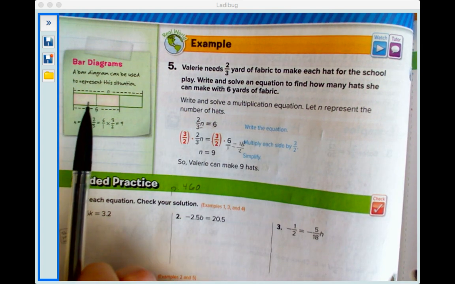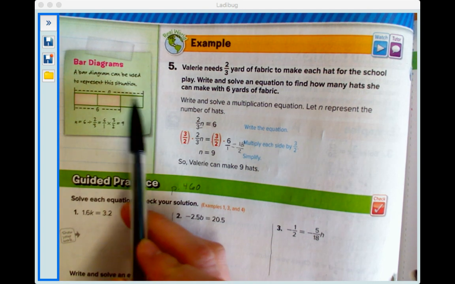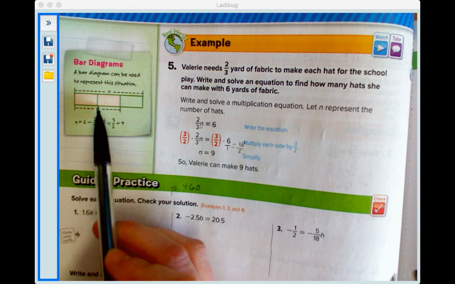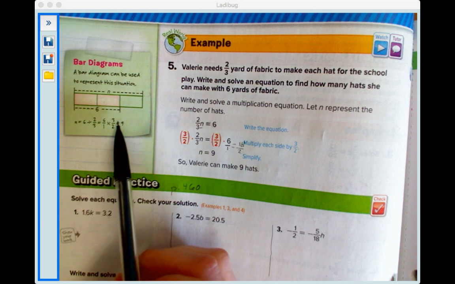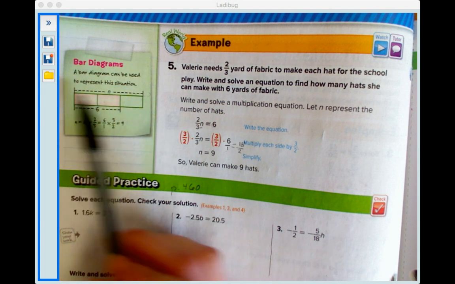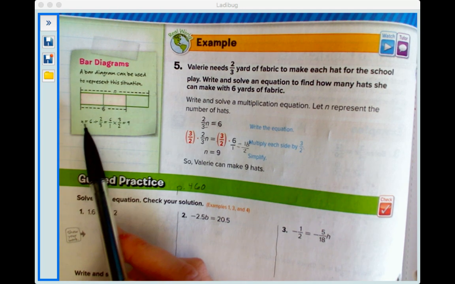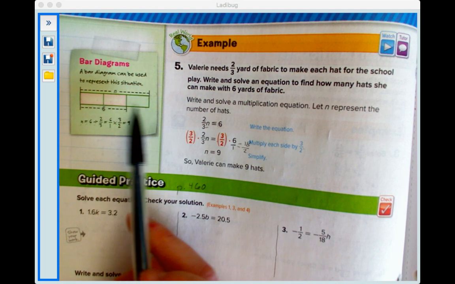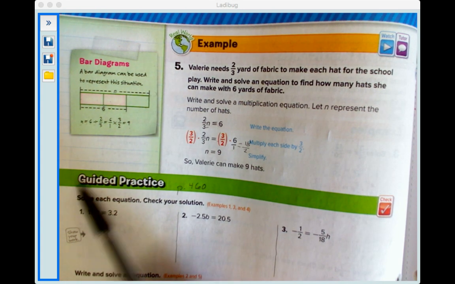You can also use bar diagrams to help with this. We've seen this in our real world link. We know she has N amount of fabric. We know that 2/3 of that fabric is used to make hats. And we know that 2/3 of it is 6 yards. How many hats can she make in that many yards? Because in this one, it's N equals 6 divided by 2/3. 6 divided by 2 thirds, because there's 3 of them, equals N. So she can make 9 hats.